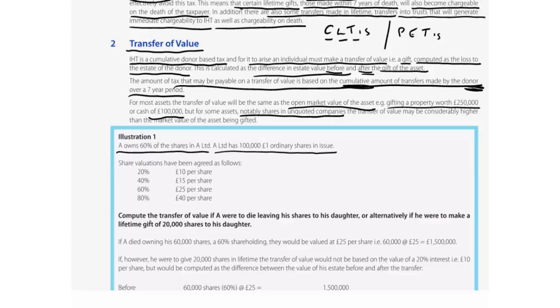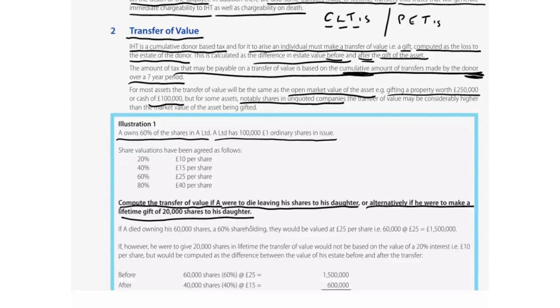What we've now got to do is to compute the transfer of value if A were to die, leaving his shares to his daughter. That will be the easier of the circumstances to deal with. Far more interestingly, the transfer of value principle will be seen where it can be far greater than merely the market value of what is being gifted. Alternatively, we'll deal with if he were to make a lifetime gift of 20,000 shares to his daughter. Right, let's have a look at our answer to this.